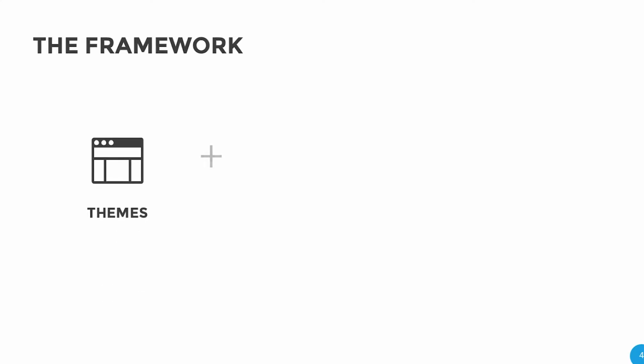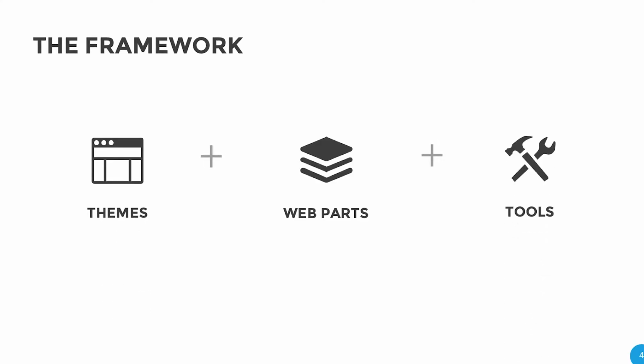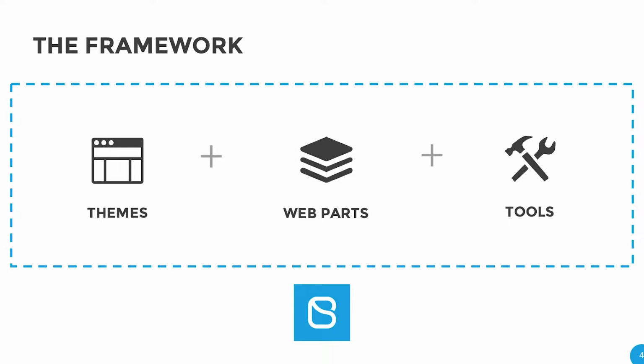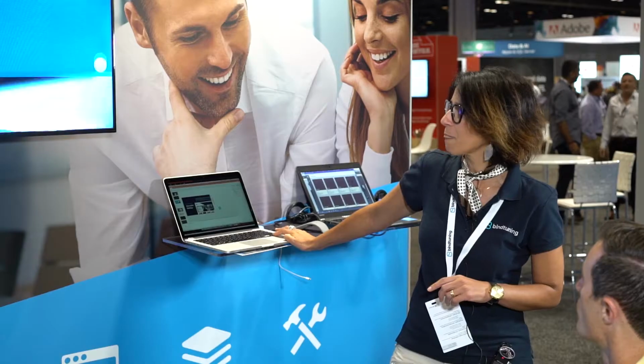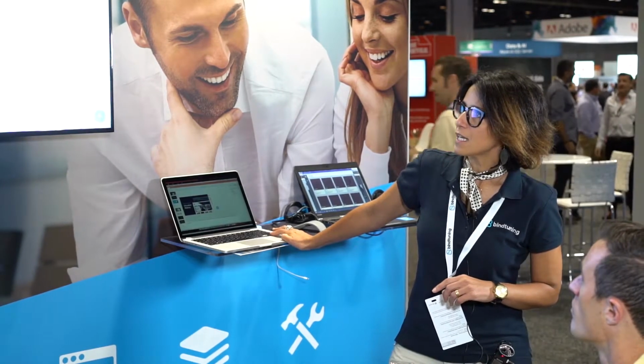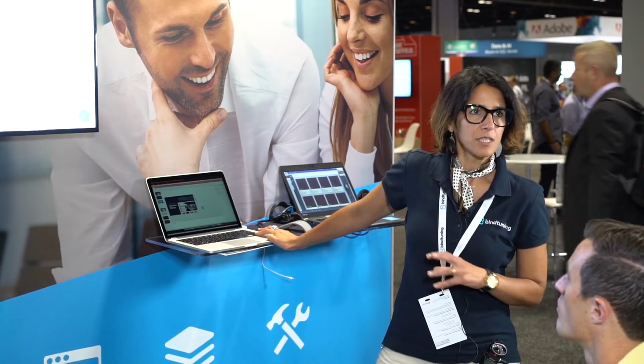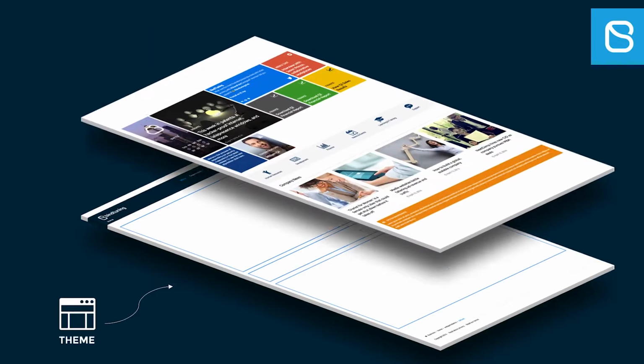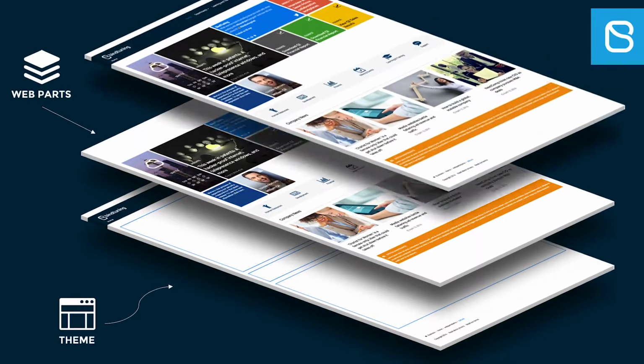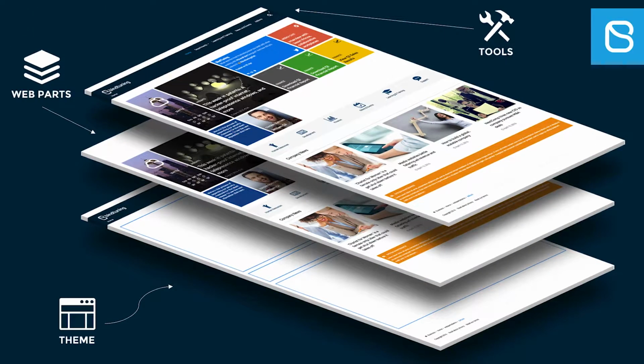So first, let me start by quickly talking about the BindTuning framework. BindTuning is a UX framework for SharePoint and Office 365 branding. It basically is made up of different elements, and we're talking about themes, web parts, and tools, and all together they create a unified UX framework.